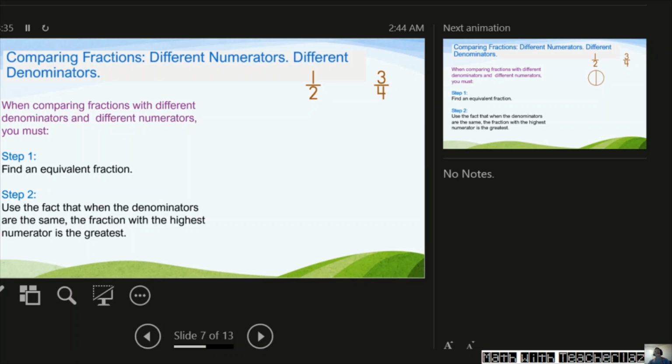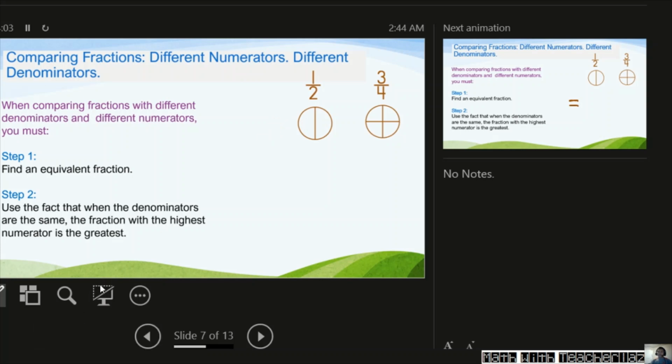Let's go ahead and compare 1/2 to 3/4. Okay. Now in 1/2, my numerator is 1, and in 3/4, my numerator is 3. They're different. In 1/2, my denominator is 2. In 3/4, my denominator is 4. They're different. So here we have different numerators, different denominators, and of course the pieces are not going to be the same size. So we really shouldn't just compare them like that.